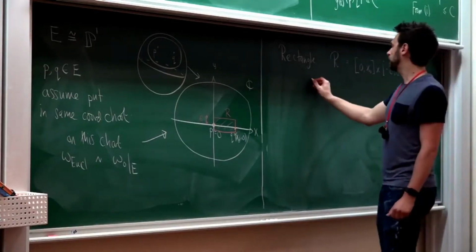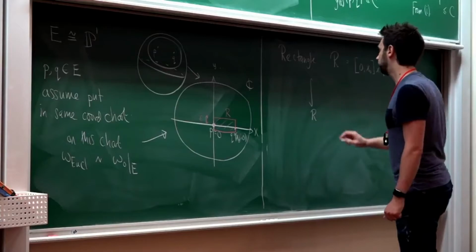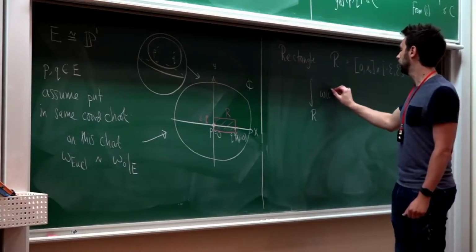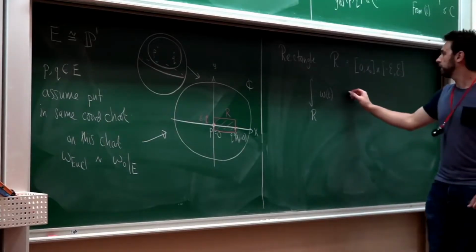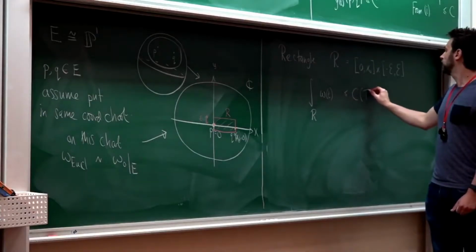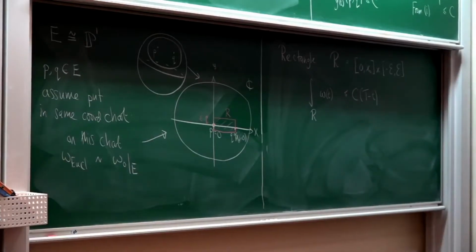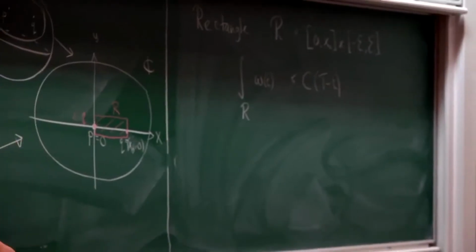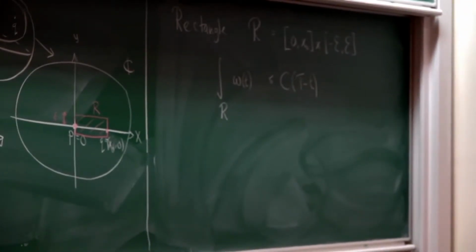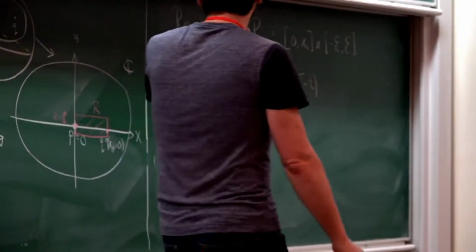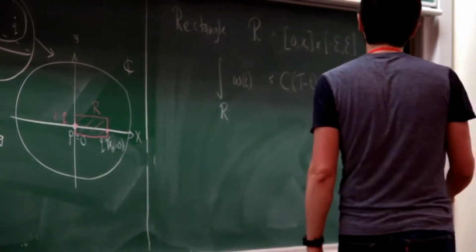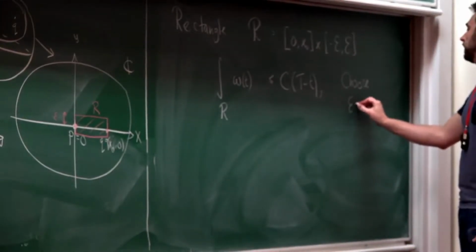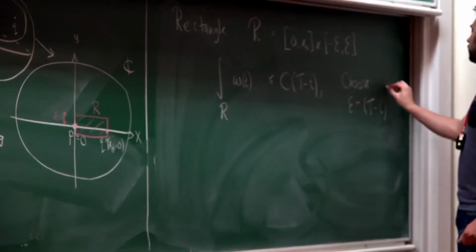And then if we integrate over R, if we integrate omega of t, then this is bounded by a constant times t minus t. That's because it's just some subset of the whole of E. It's just less than the integral over the whole of E. Now, I want to choose a particular epsilon. I want to choose epsilon to be t minus t to the 1/3 power.